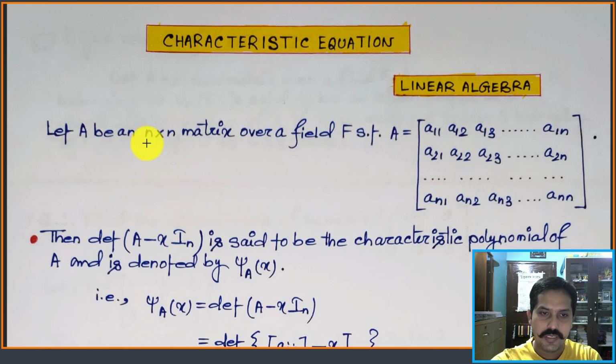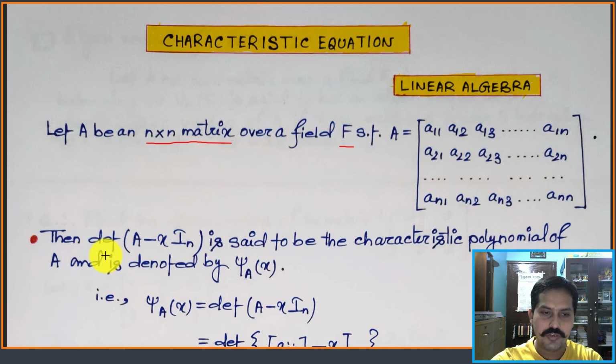Let capital A be an n by n matrix. Means the matrix should be a square matrix over a field capital F, so that capital A equals a11, a12, a13, dot dot dot a1n, a21, a22, a23, dot dot dot a2n, and the last row is an1, an2, an3, dot dot dot ann. That is n rows and n columns. Means for characteristic equation or eigenvalue problem or Cayley-Hamilton theorem, we have to consider only square matrix.